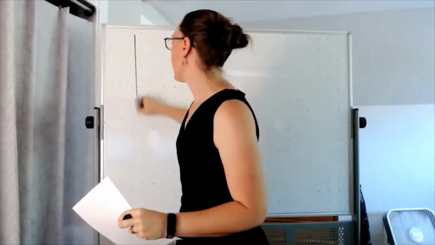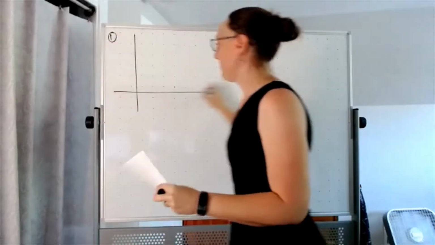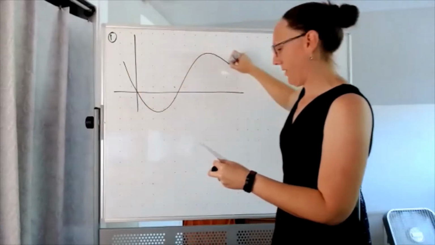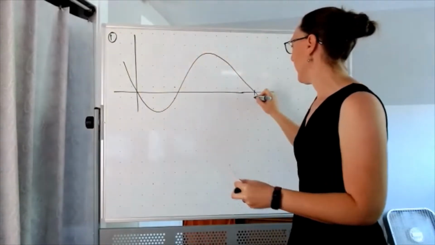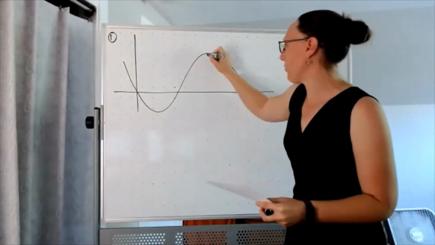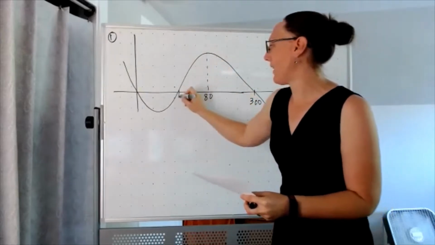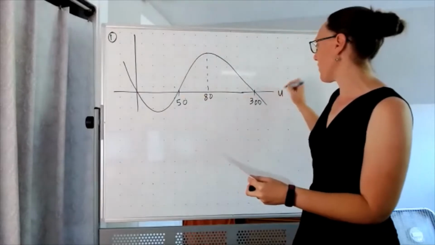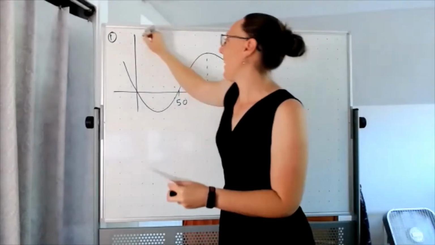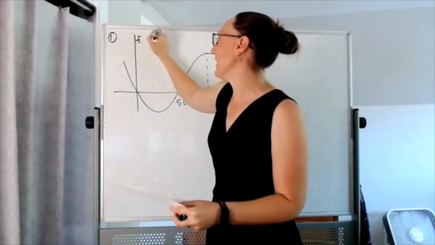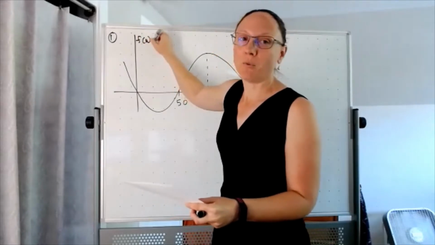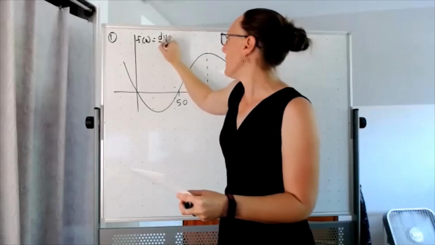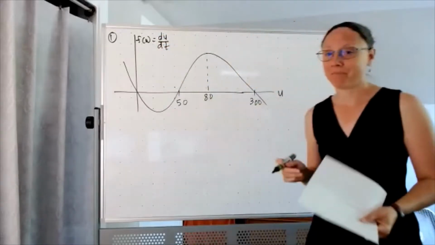I have given us a graph that looks kind of like this. And we've got 300 over here. I called that 80 and that 50. And this is u. And this is f of u, which is the derivative of u. So this is our du dt graph.